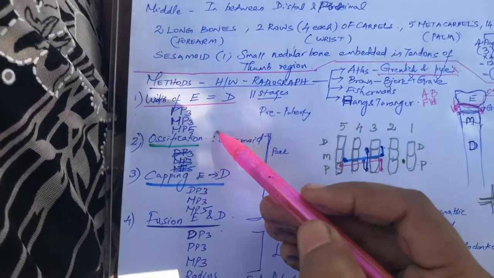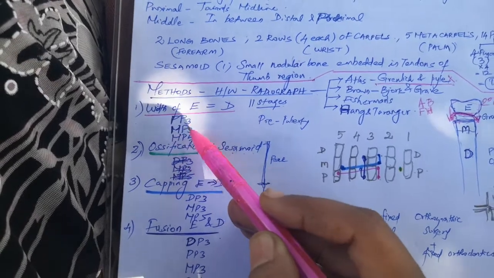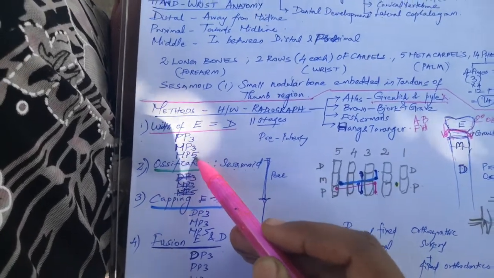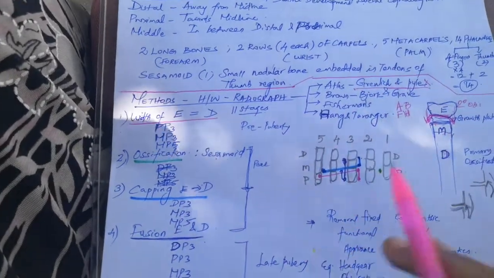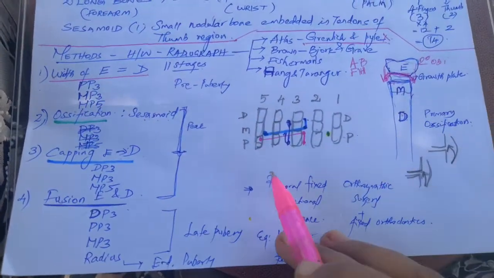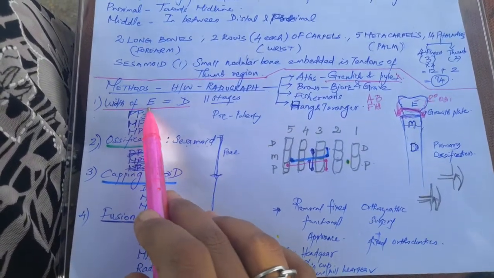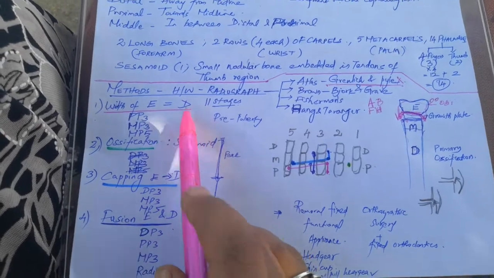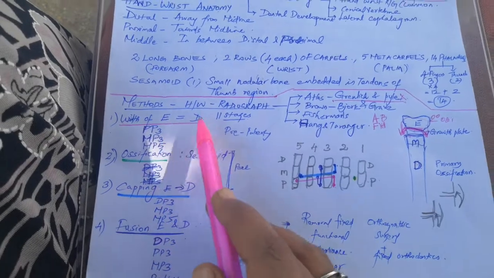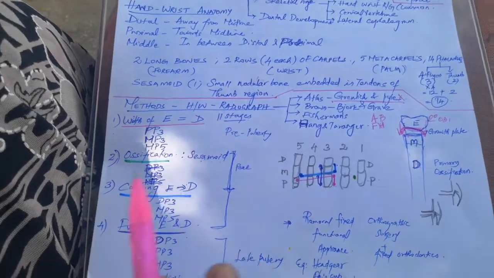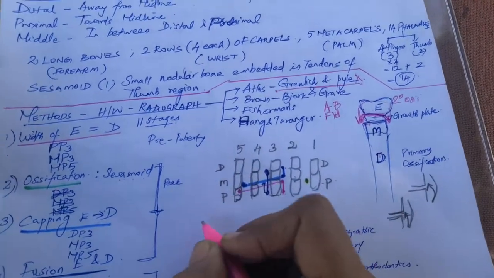There will be a lot of things like the proximal phalange of the third finger, middle phalange of the third finger, middle phalange of the fifth finger. So there will be a lot of things. Do not get confused. I will show an easy diagrammatic representation to remember this. The epiphysis will be equal to the diaphysis in the proximal phalange of the third finger. To remember this in 11 stages is very difficult, so I'll give you a mnemonic with a diagrammatic representation.